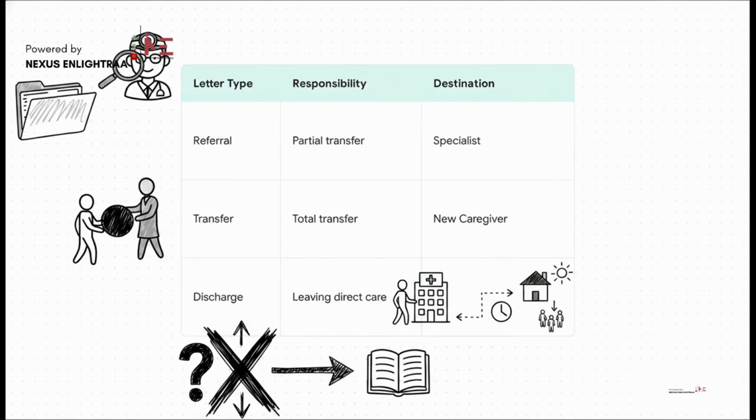Think of a referral letter as a partial transfer of responsibility, right? You're typically writing to a specialist because you need their expert assessment and advice on a very specific issue. A transfer letter, on the other hand, means you are handing over the total, overall care of the patient to another healthcare professional. And then there's a discharge letter, which just means the patient is leaving your direct care, maybe going home or to a community clinic, and you're detailing their aftercare needs. If you don't know who you're talking to, you won't know what clinical facts they actually need to hear.